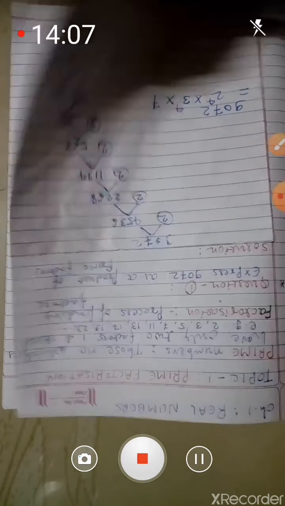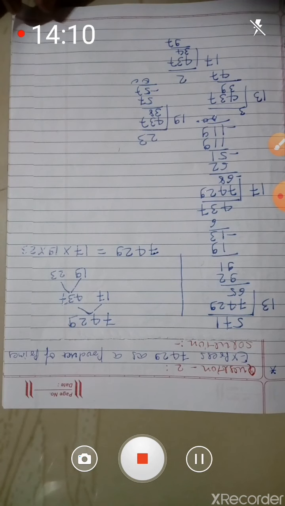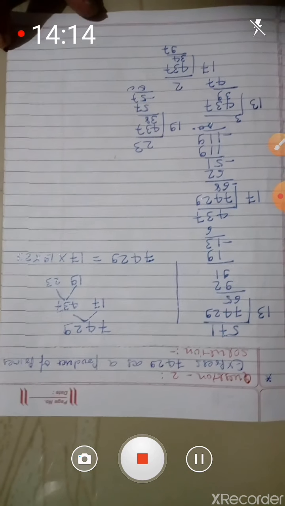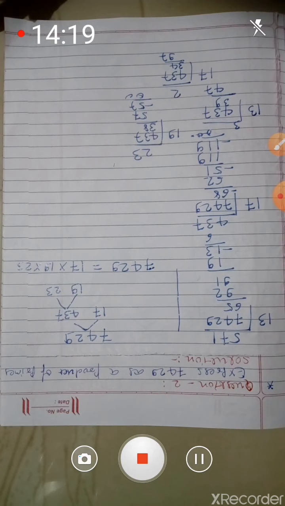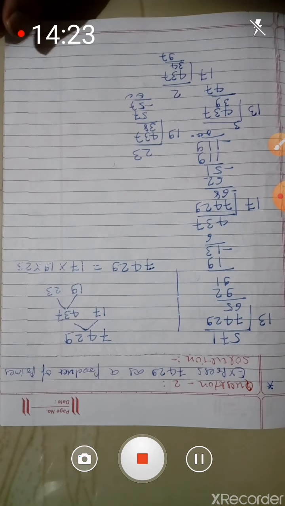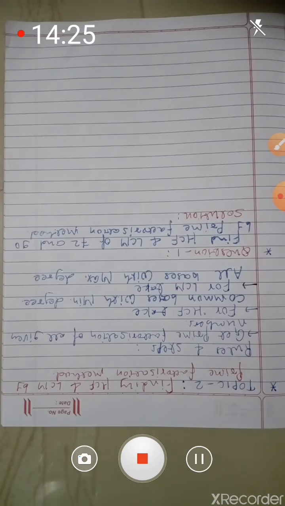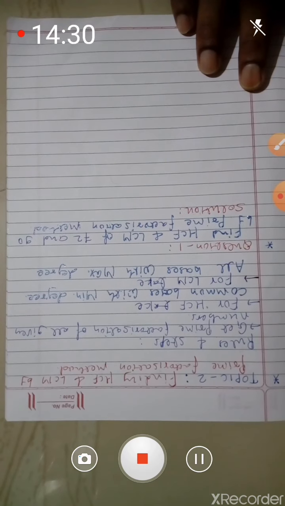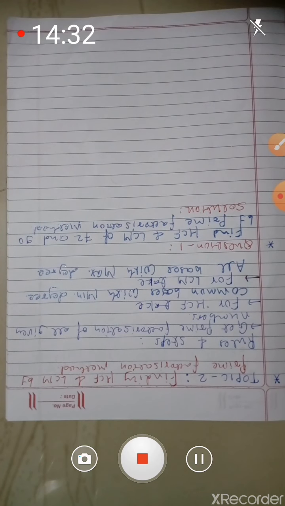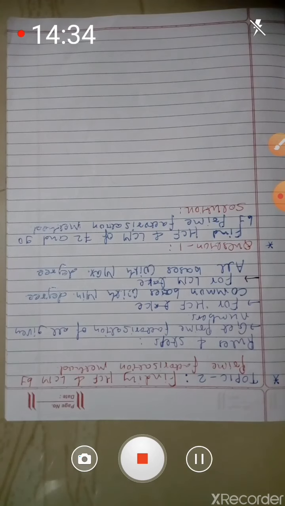Now our next topic is where prime factorization is used, meaning second level sums. Prime factorization is not asked directly but indirectly. So in which type of question is prime factorization needed? For that purpose we go through our second point. Now our second point is topic 2, finding HCF and LCM by the prime factorization method.